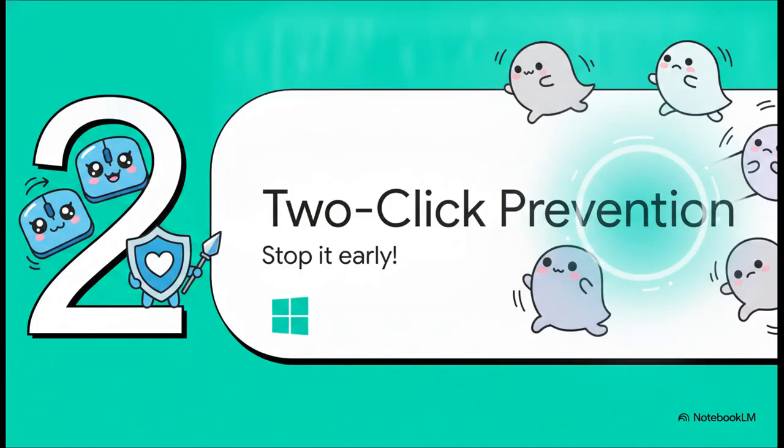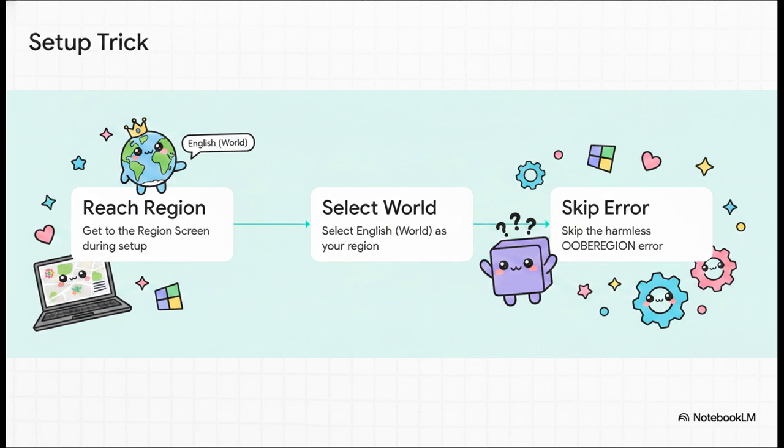Moving right along to Section 2, the 2-click prevention trick, stopping bloatware before it even starts. Okay, so our first method here is this brilliant preventative strike. When you're doing a fresh, clean install of Windows 11, you're eventually going to hit a setup screen asking for your region and currency. Now, instead of clicking your actual country, you just scroll down and select English World.